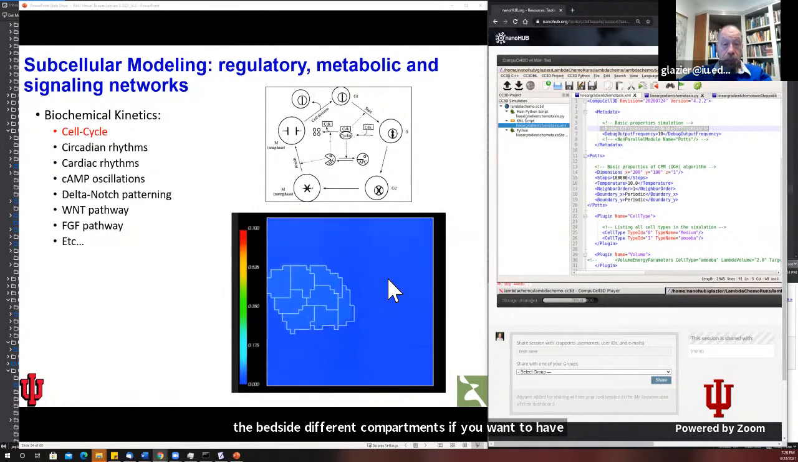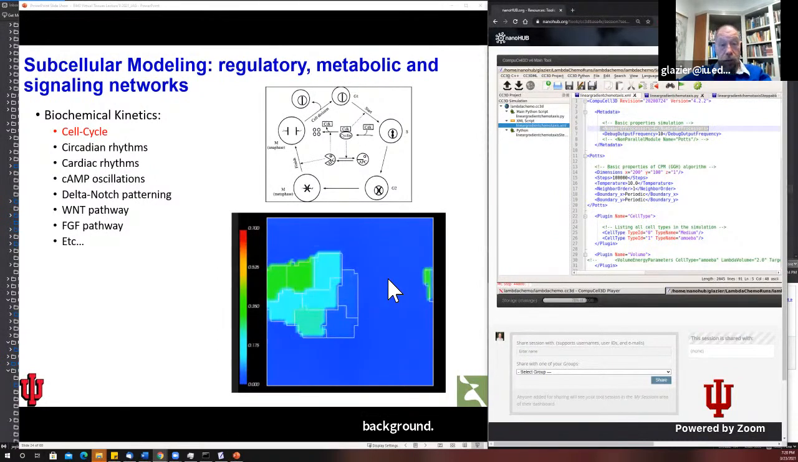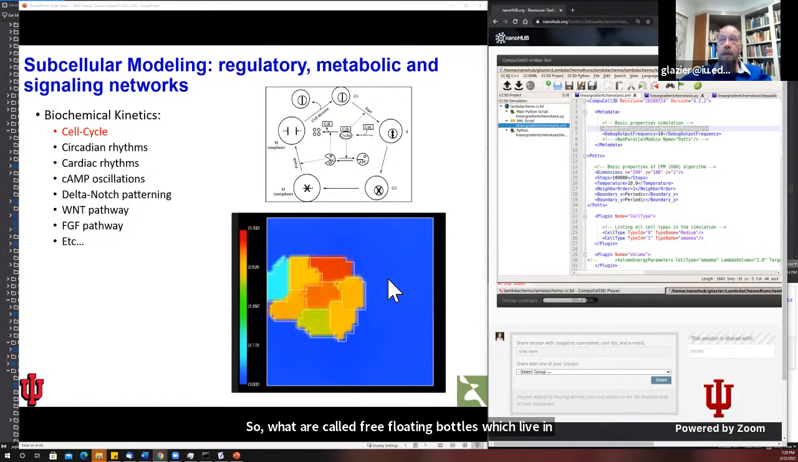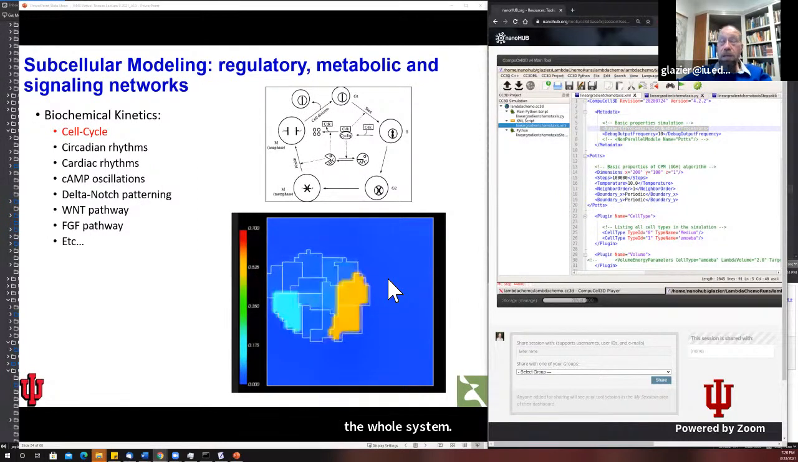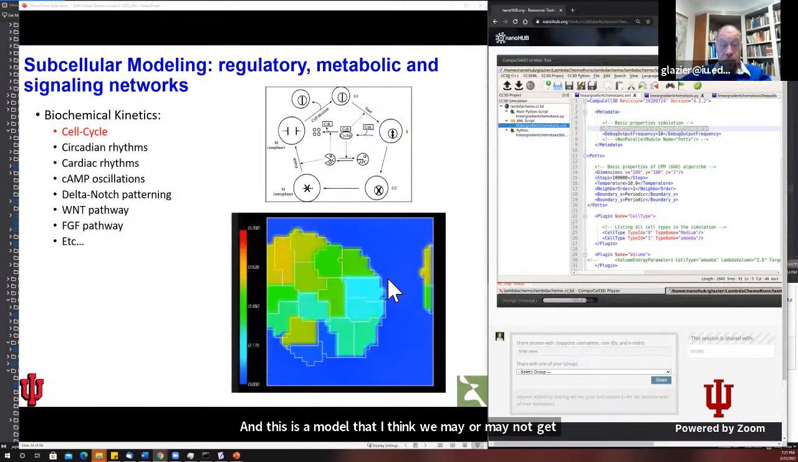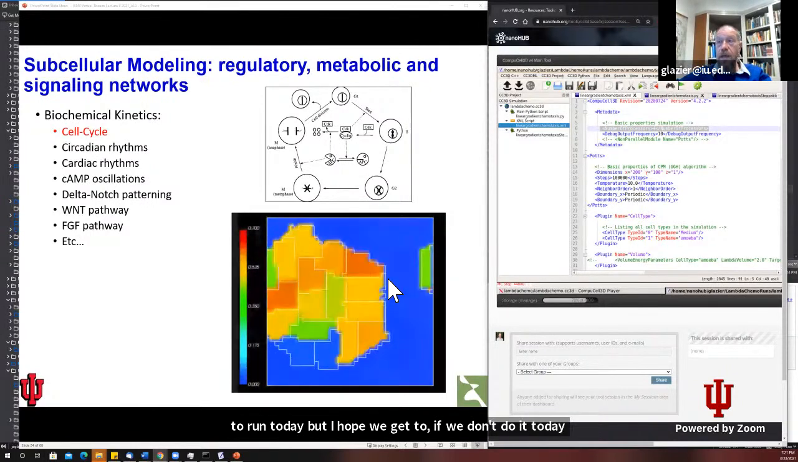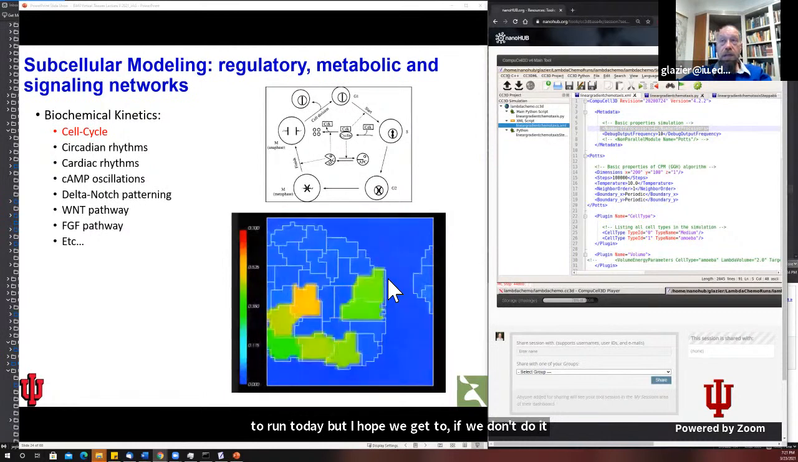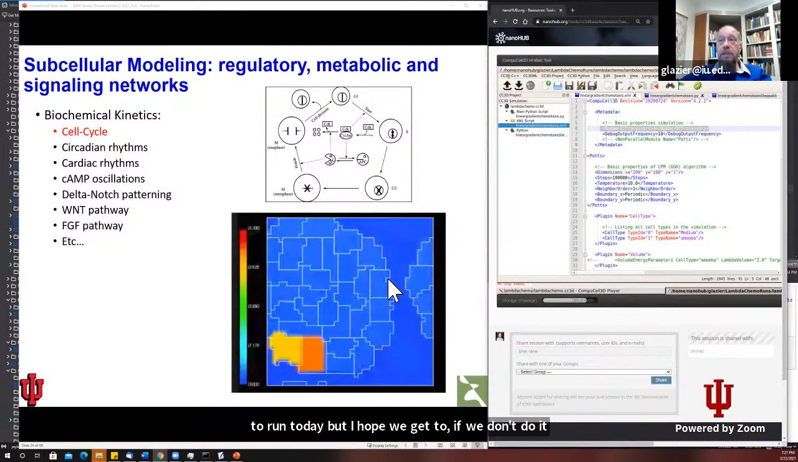And also potentially in the background, so what are called free-floating models, which live in the whole system. And this is a model that I think we may or may not get to run today, but I hope we get to. If we don't do it today, we'll do it next week, is a model of cell cycle. In our very simple work so far, we've assumed that the cell grows at a constant rate that divides when it gets to a target volume.